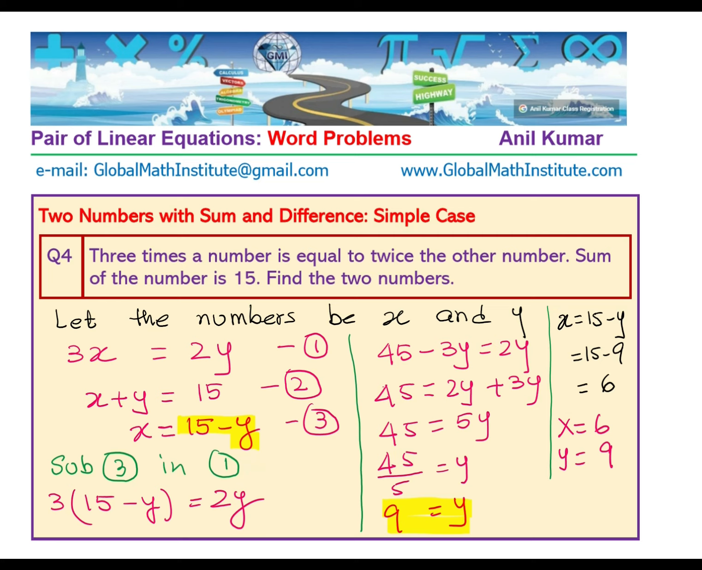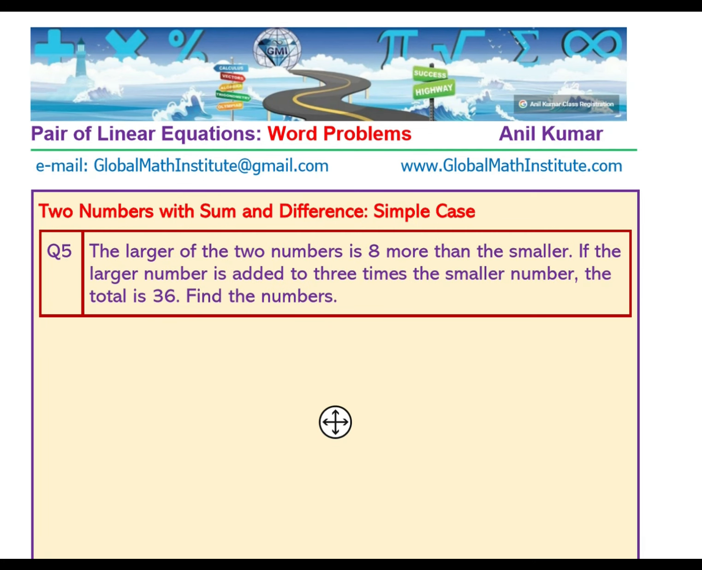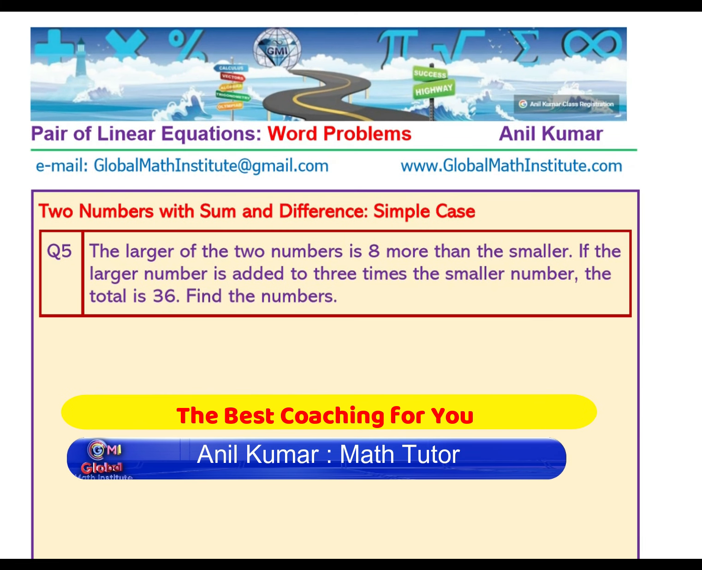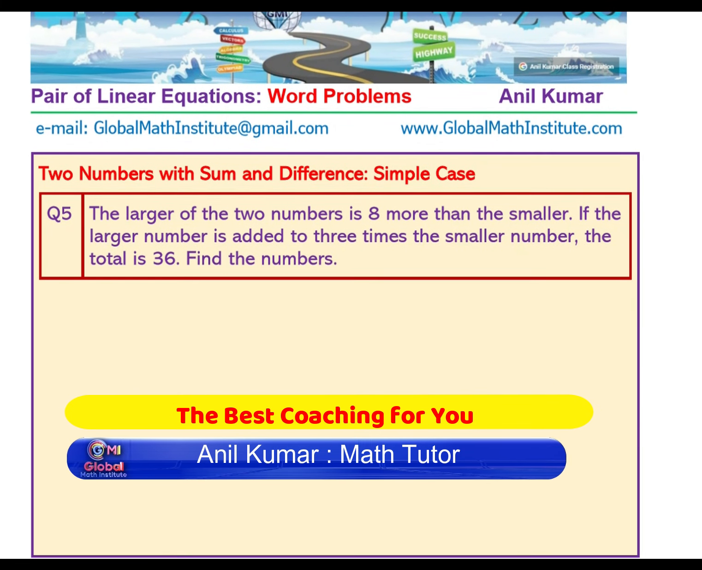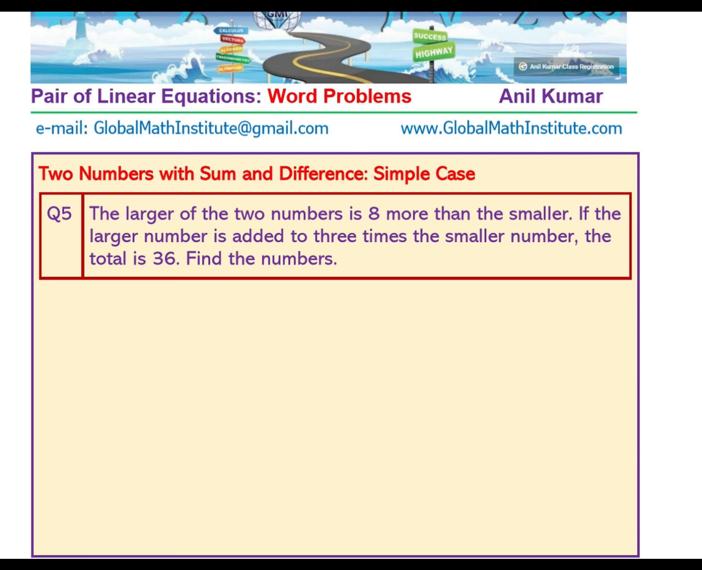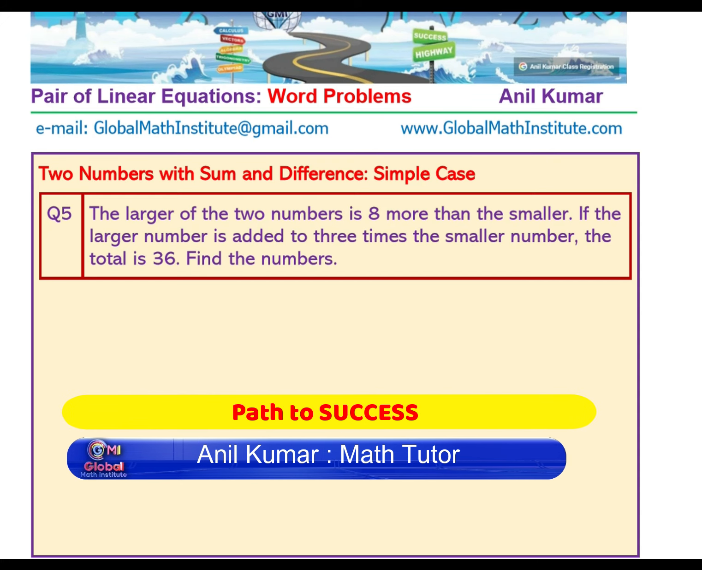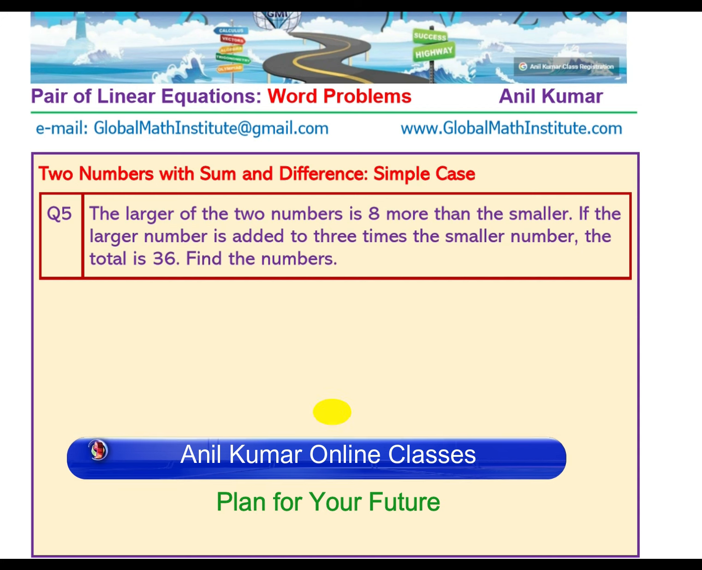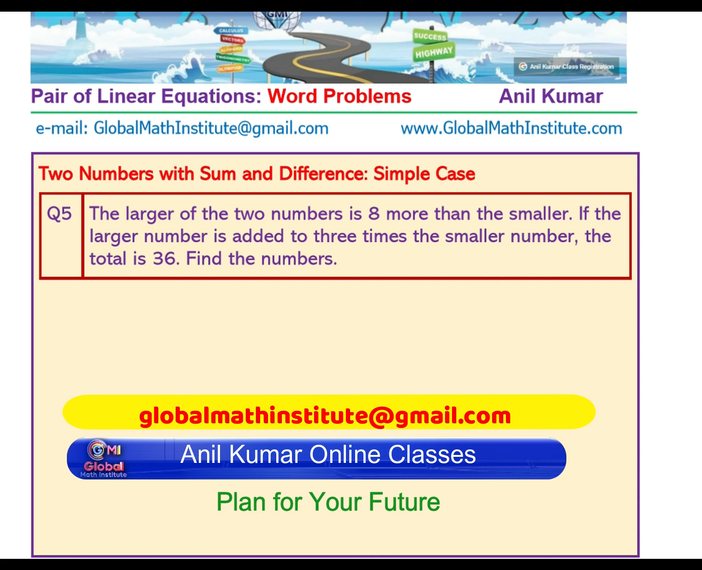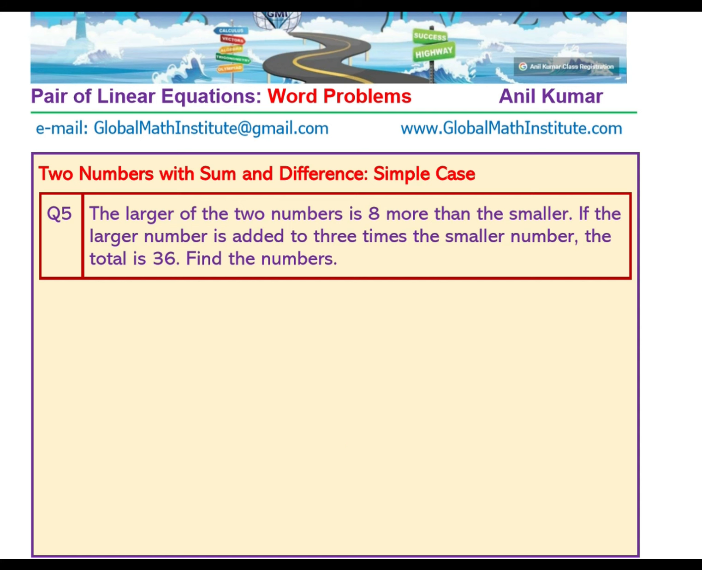Now I hope you're ready for slightly more complicated cases. So here is another question, which is: the larger of two numbers is 8 more than the smaller. If the larger number is added to 3 times the smaller number, the total is 36. Find the numbers.